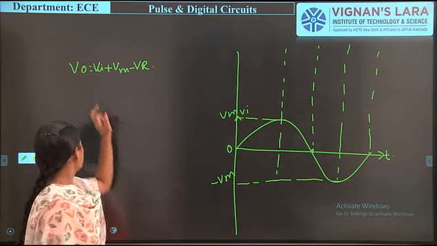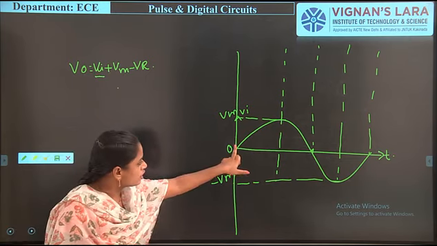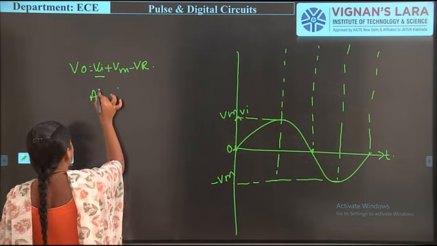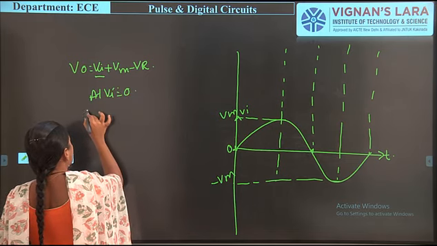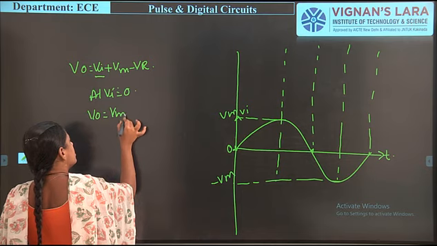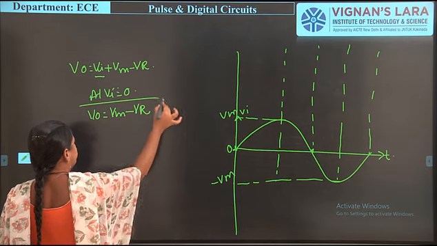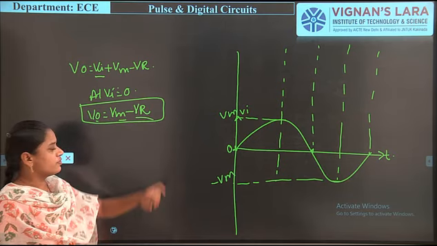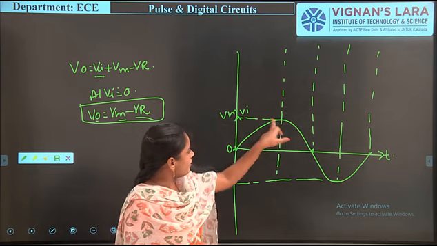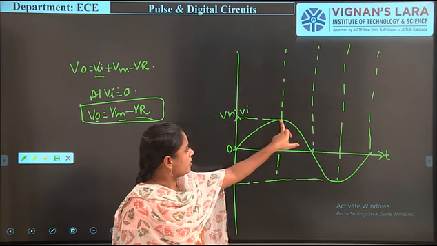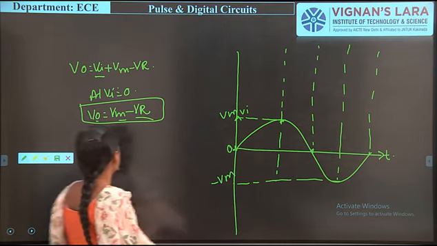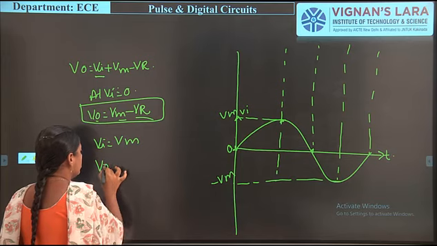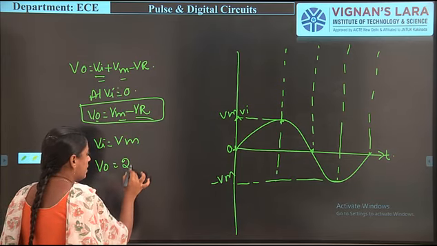Listen carefully. The first condition: the input starts at 0 level. At Vi equal to 0, V0 is equal to Vm minus Vr. The next one is when the input is at the maximum level Vm. At Vi equal to Vm, V0 is equal to Vm plus Vm, that is 2Vm minus Vr.